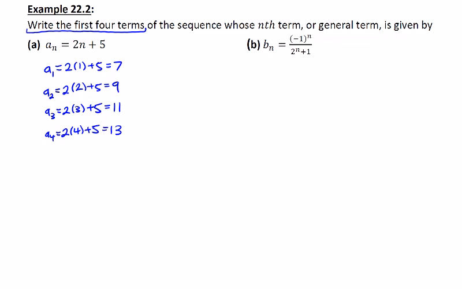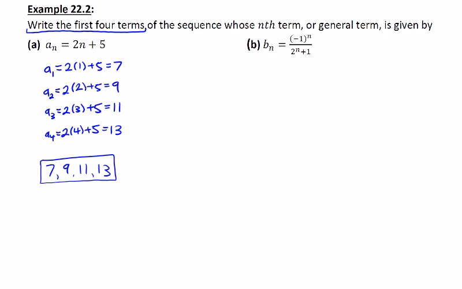Now, what's typically done in a sequence setting, when we're asked to write the first four terms, is we list the four terms separated by commas horizontally. And it will look like this. So that's my final boxed answer there, for sequence A_n, or sequence A.